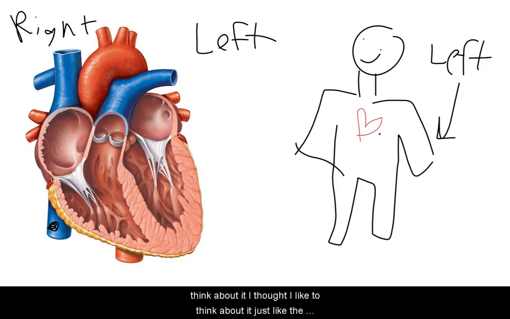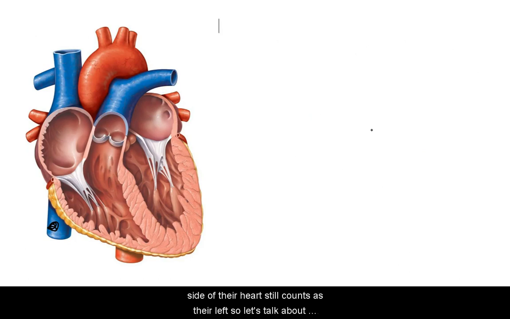I like to think about it just like the hand, where this left side here is this person's left side, so the left side of their heart still counts as their left side.